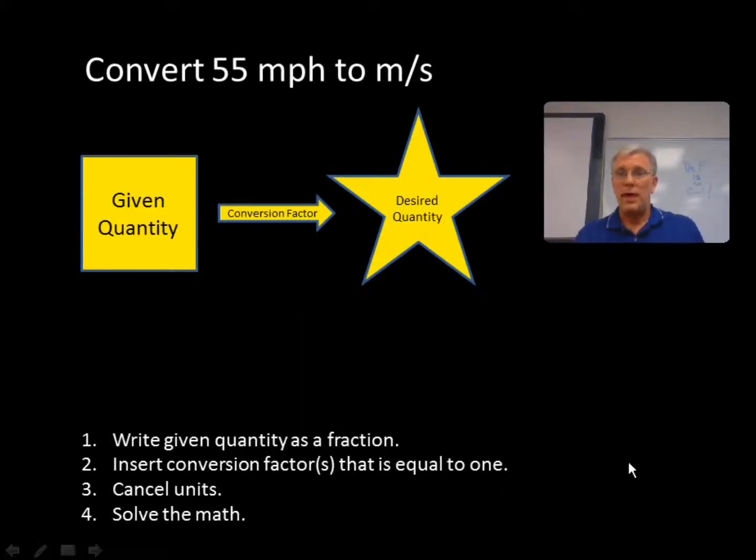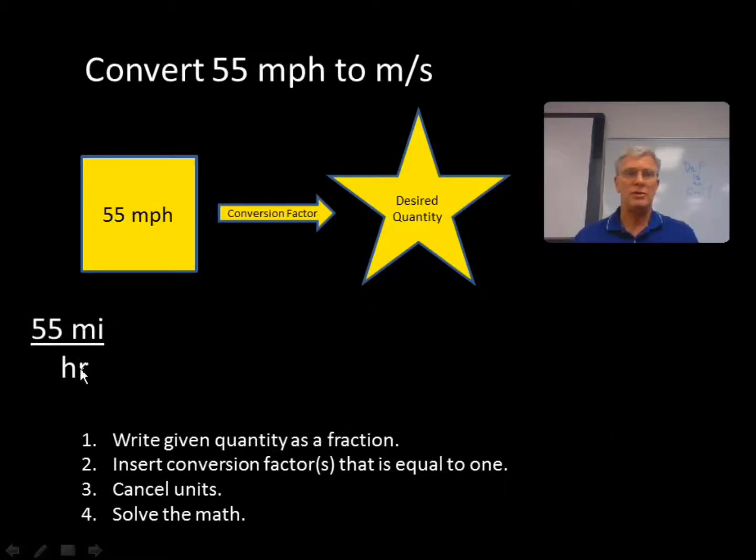Okay, so let's go back to our original problem, converting 55 miles per hour into meters per second. This is a little bit more difficult because we're going to have to convert both the numerator and the denominator. Our given quantity is 55 miles per hour. Miles per hour can be written like this, and our desired quantity is going to be in meters per second. So we're going to have to do each unit one at a time.